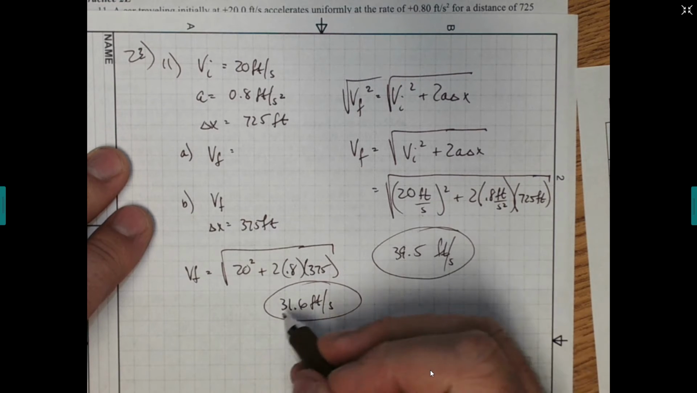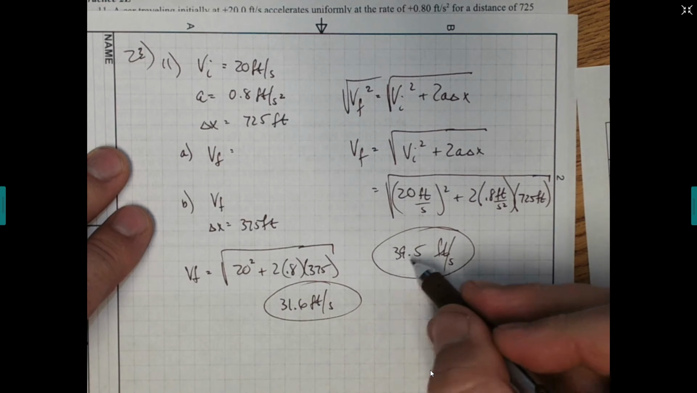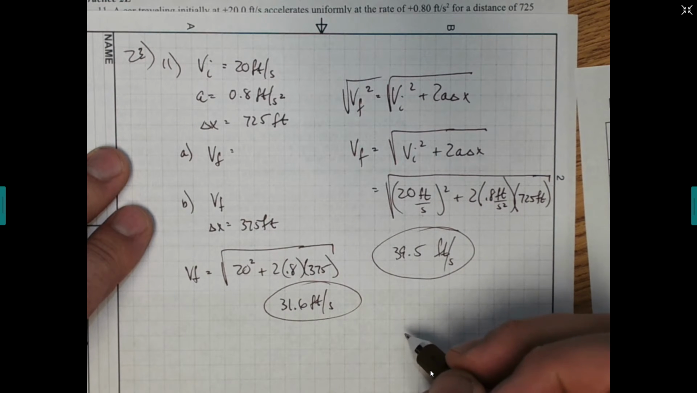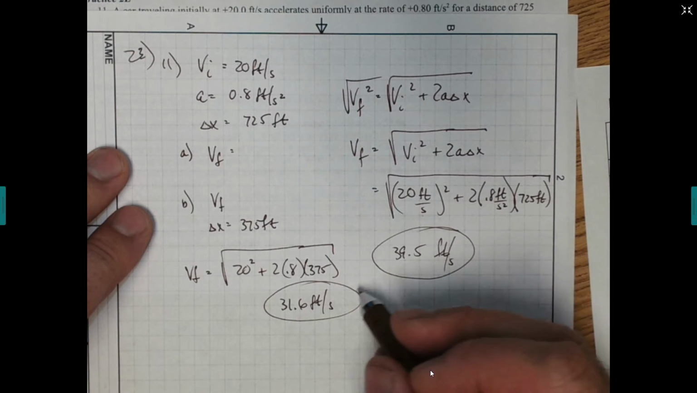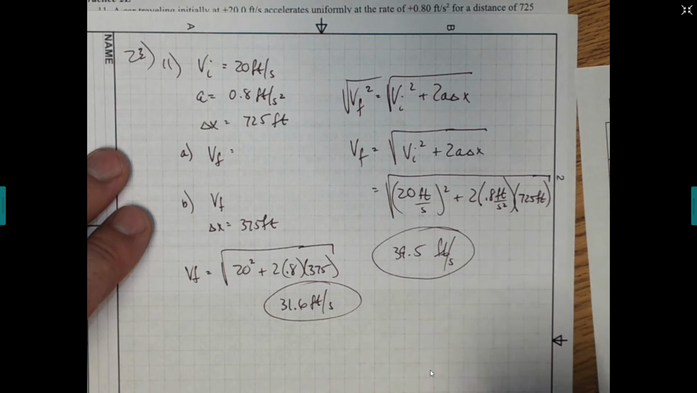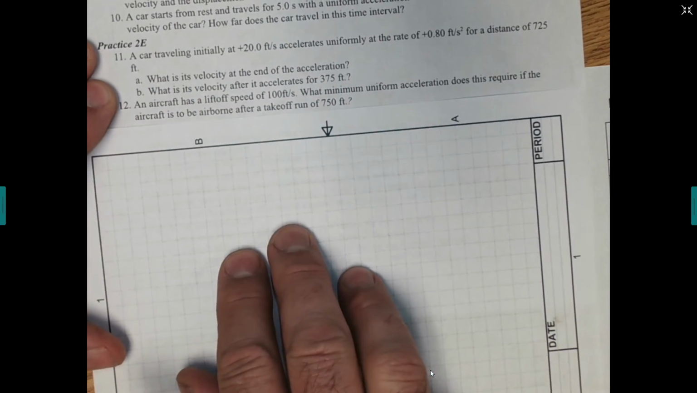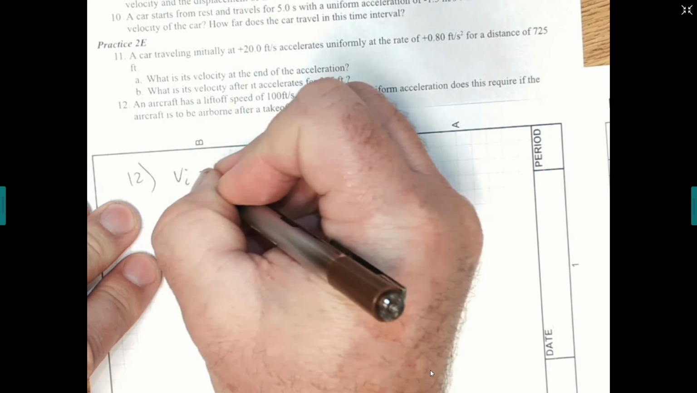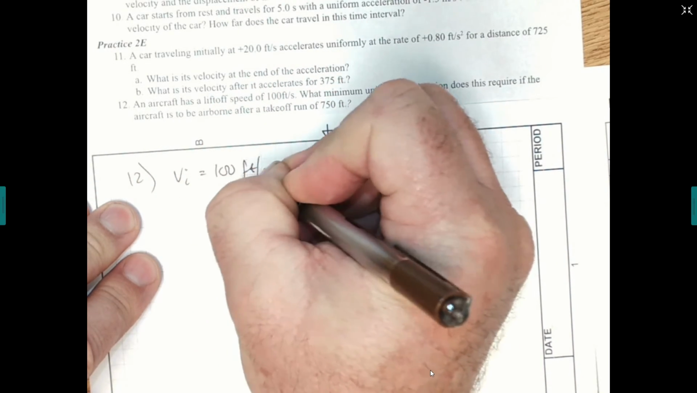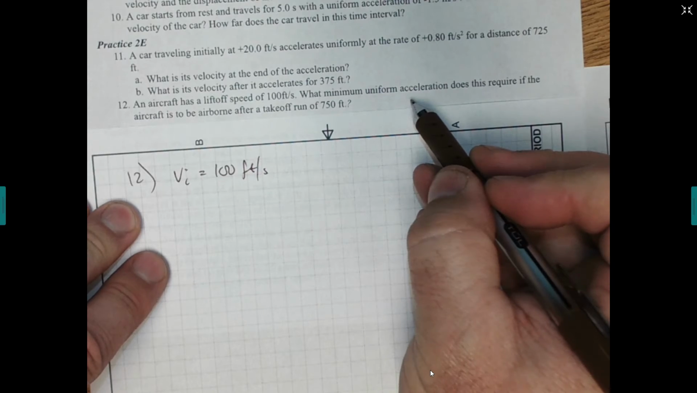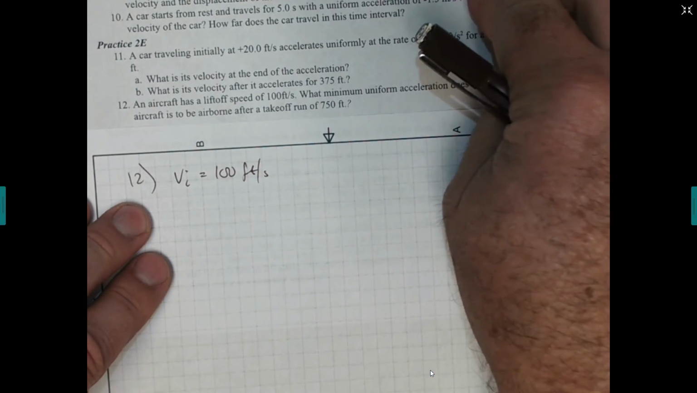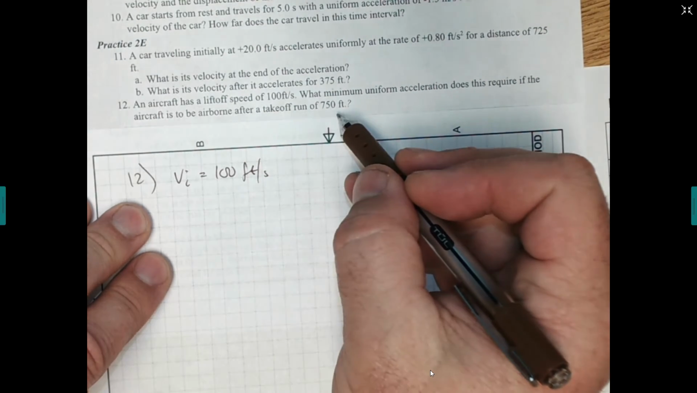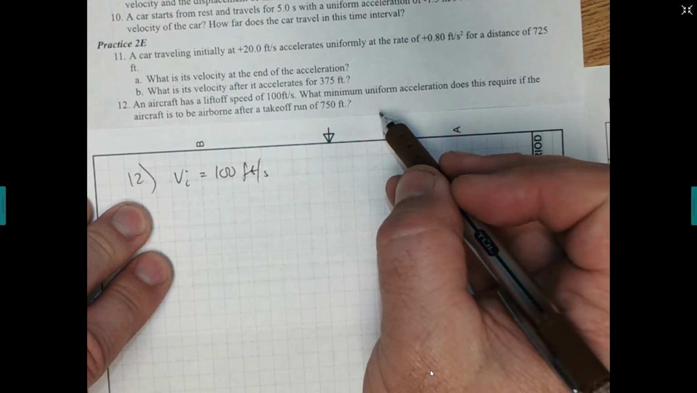Okay, so we aren't going quite as fast because we're accelerating, so we're going to get faster and faster and faster for every second that we travel, or for every foot that we travel. All right, that's 11. Let's look at 12. An aircraft has a liftoff speed of 100 feet per second. So on 12, my initial velocity is 100 feet per second. What minimum uniform acceleration does this require if the aircraft is to become airborne after takeoff run of 750 feet?